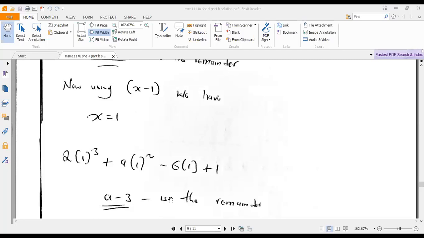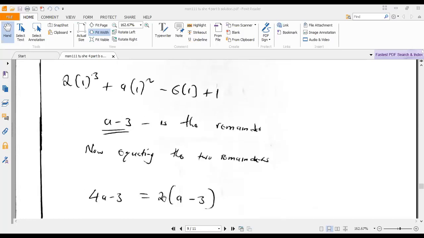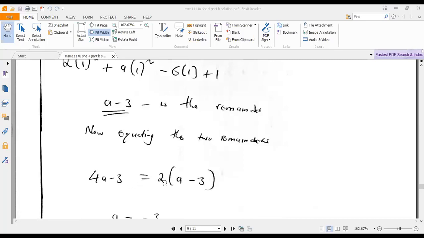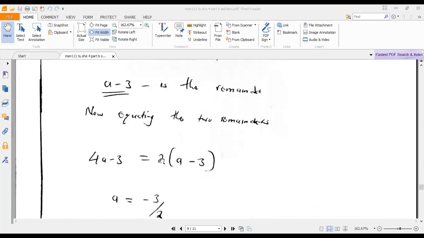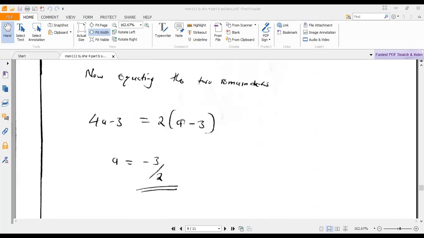Now, our question here is telling us that when this polynomial is divided by x plus 2, the remainder is twice that obtained when the same expression is divided by x minus 1. So we say this remainder here is twice the remainder obtained when we divide by x minus 1. So we say 4a minus 3 is equal to 2, which is twice. The 2 represents twice. The remainder is twice. Then you solve for a. Now, how do you solve for a? You multiply throughout by 2. You do the manipulation, play around with these. They'll give you a is equal to negative 3 over 2. Are we all okay there?